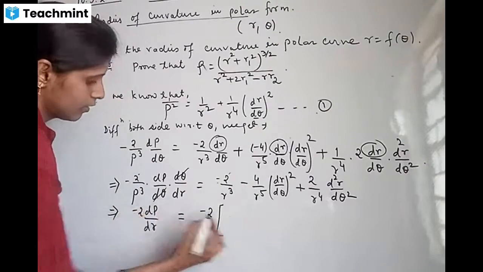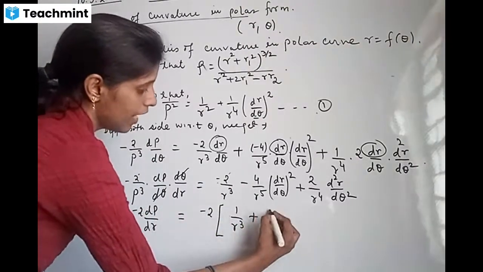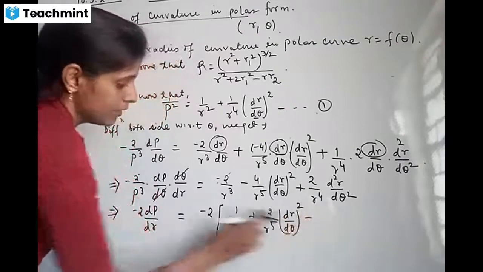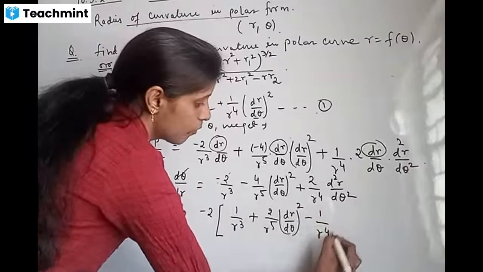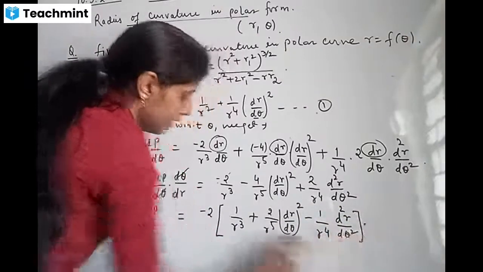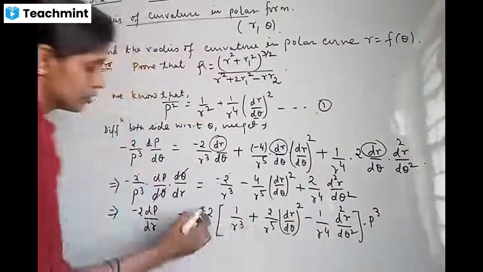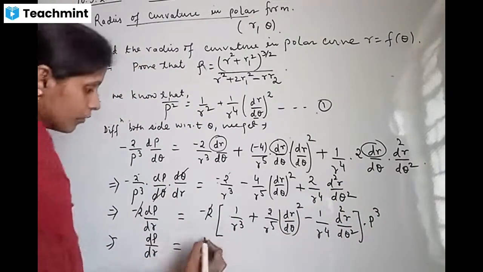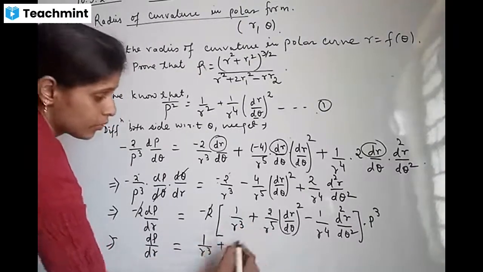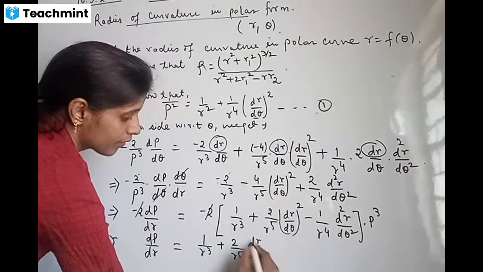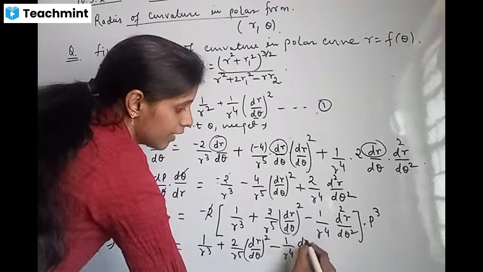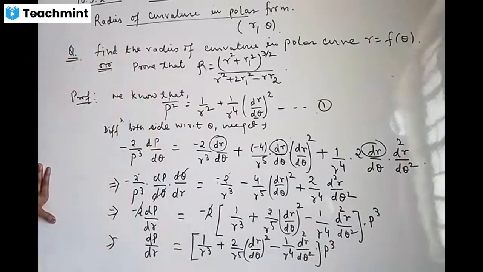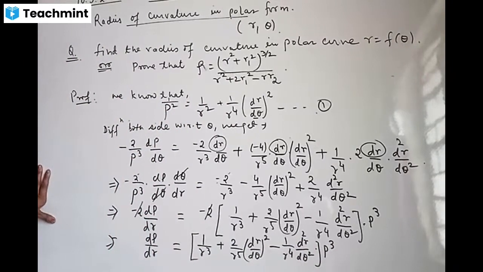Okay. So 1 by r cube plus what we have 2 by r5 dr by d theta whole square, and then it becomes minus, because we are taking the minus 2 common. So minus 1 by r4 d2r by d theta square, and then we take this P cube in the right hand side. So now minus 2 and minus 2 will be cancelled. So here we are having dp by dr equal to 1 by r cube plus 2 by r5 dr by d theta whole square, and then minus 1 by r4 d2r by d theta square, into P cube. Is that clear, girls? Any doubt in the steps? Okay.